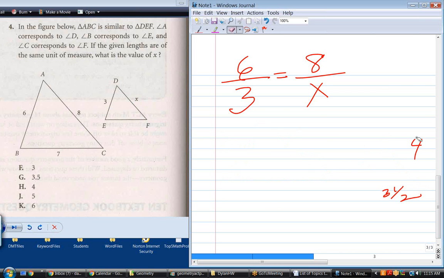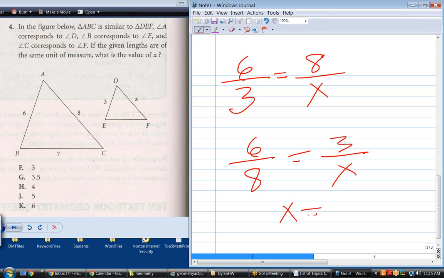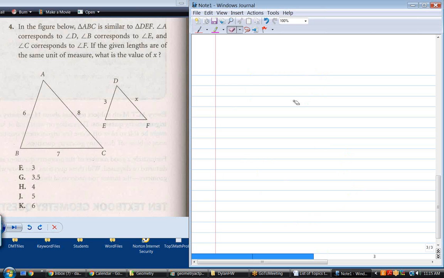Notice the other relationship I can say is 6 is to 8, as 3 is to x. And I still come up with x equal 4. Exactly. Okay. Cool.